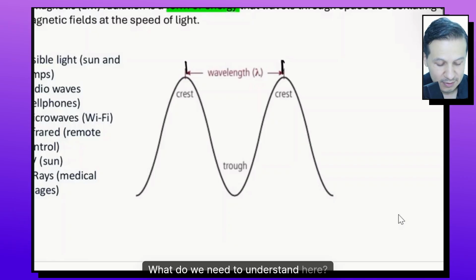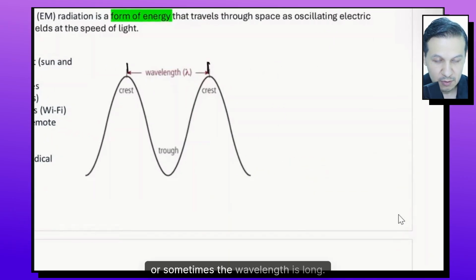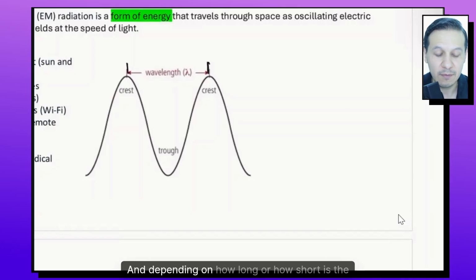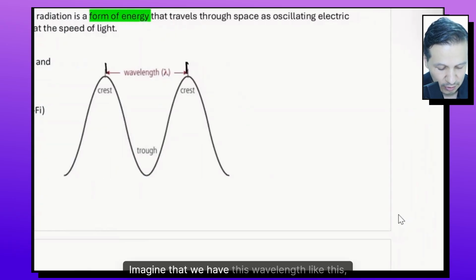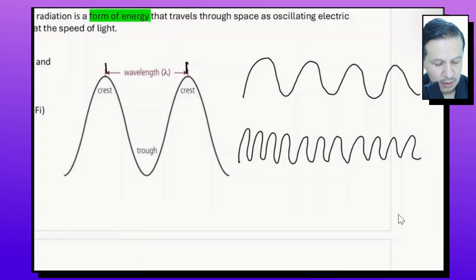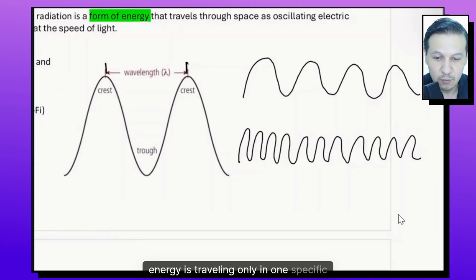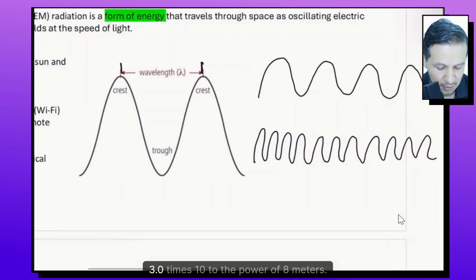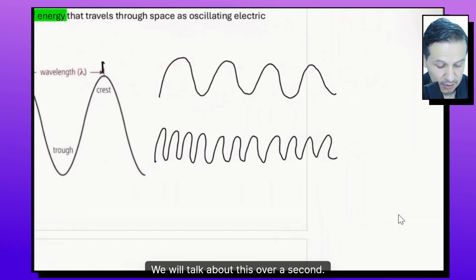What do we need to understand here? Sometimes the wavelength is short, or sometimes the wavelength is long, and depending on how long or how short the wavelength is, there is something called frequency. How can we define frequency? Imagine that we have this wavelength like this, but also we have a wavelength like this. Something that we also need to understand is that energy is traveling at only one specific speed. The speed of light is 3.0 times 10 to the power of 8 meters per second. We will talk about this in a second.